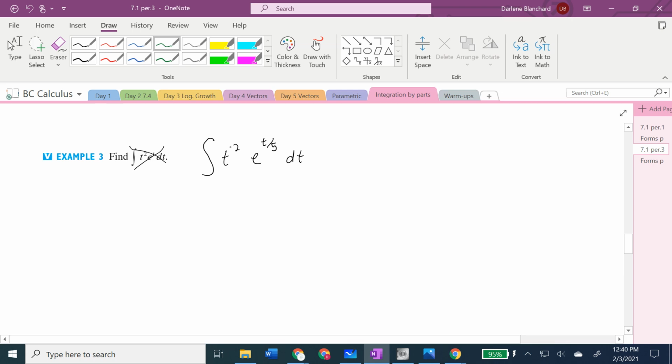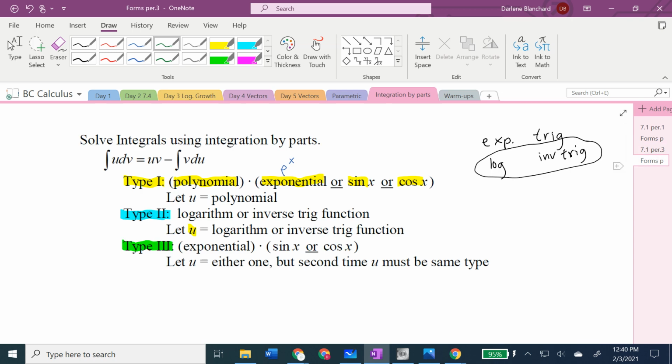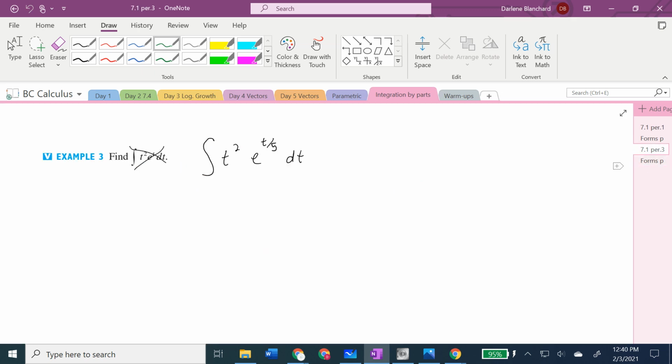I have a polynomial multiplied by an exponential. Anytime you have a polynomial multiplied by either an exponential or a sine or a cosine, let u be the polynomial. Now, we need to differentiate and we need to integrate.